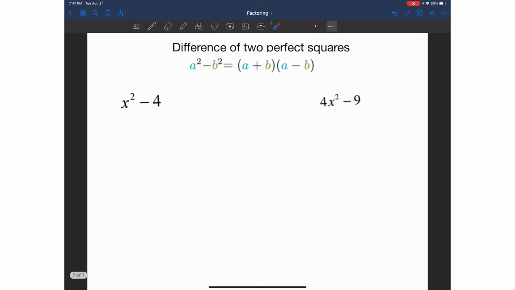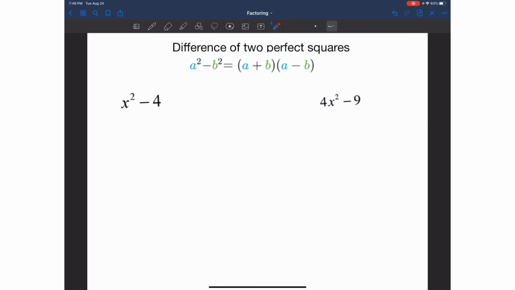The last one, you can also find this using the x method, but doing the difference of two perfect squares is a little bit easier to do, and it can be applied to something crazy like this and make it into a simple problem that you can solve very easily. So this only works, again, if you have the difference, meaning this has to be a minus sign. If you have a plus, you cannot use the difference of two perfect squares.